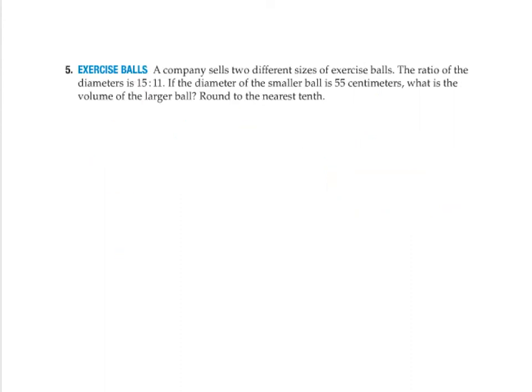Here we go. A company sells two different sizes of exercise balls. The ratio of the diameters is 15 to 11. 15 to 11 is a linear measurement. The diameter of the smaller ball is 55 centimeters. What's the volume of the larger ball? I am not going to do this one for you. I've given you a good start here. Remember, we're looking for the volume of the larger ball.